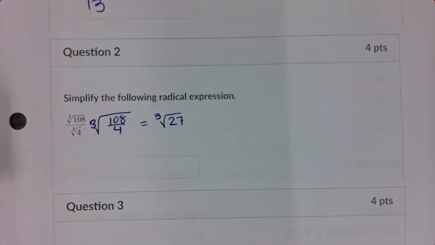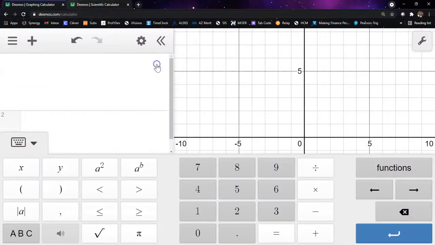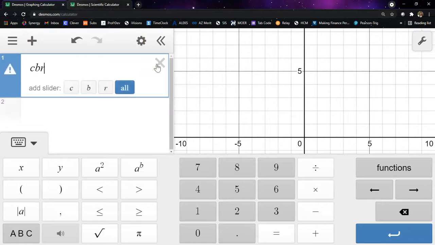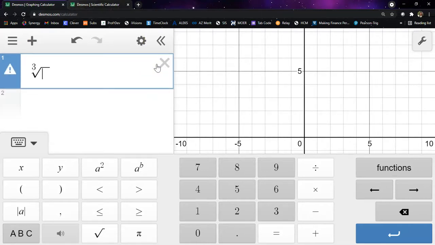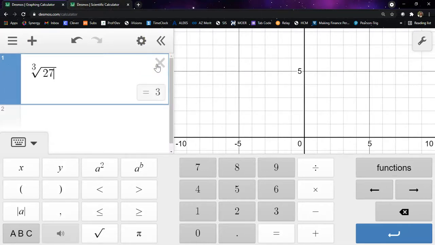I have the cube root of 27. I'm going to type this in Desmos to see if it works. I can type in the cube root the same way I did last time, or I can type the letters C, B, R, and then T is going to make it turn into the cube root. 27 gives me 3.